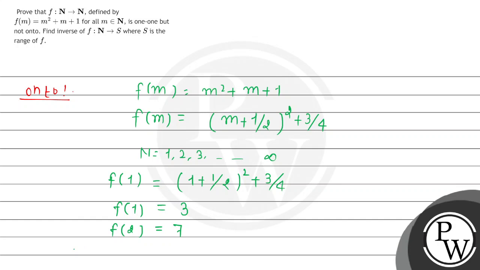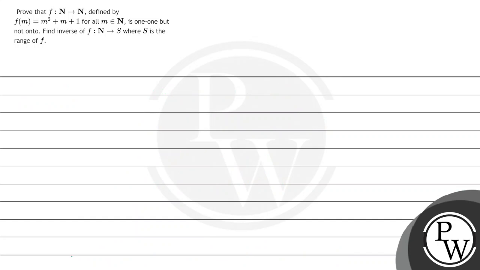the range of this function f(m) is {3, 7, ...}. So we can see that it is not holding the same values as the codomain holds. So we can say it is not onto, while it is a subset of this N.